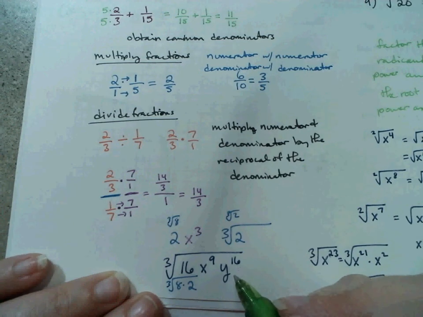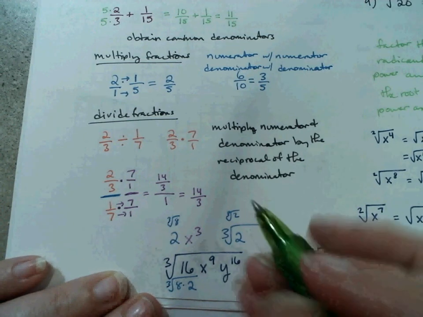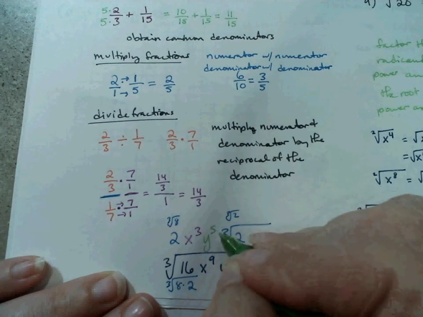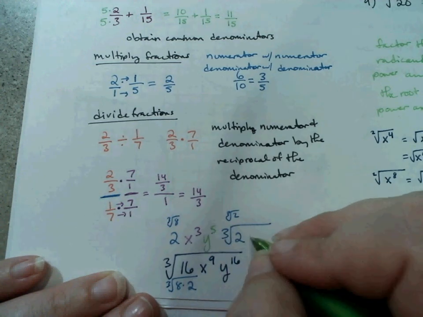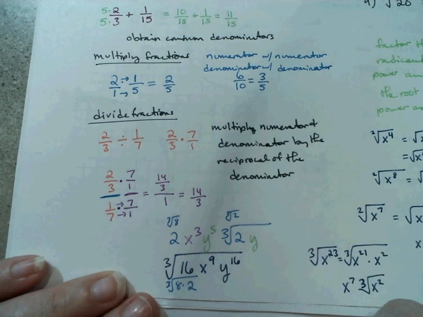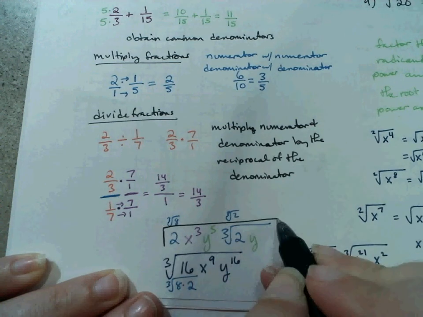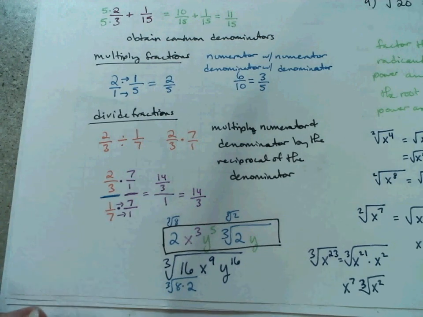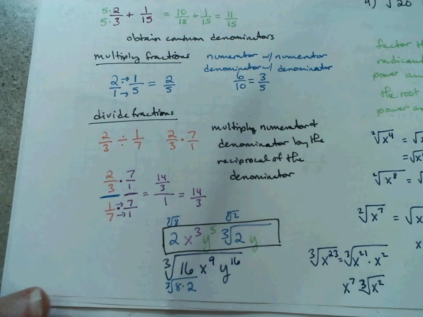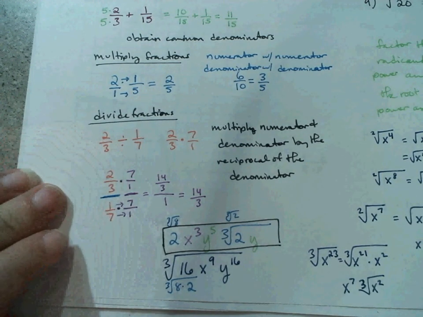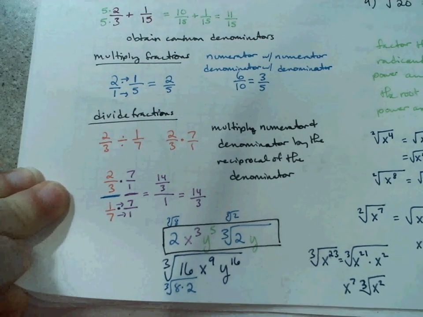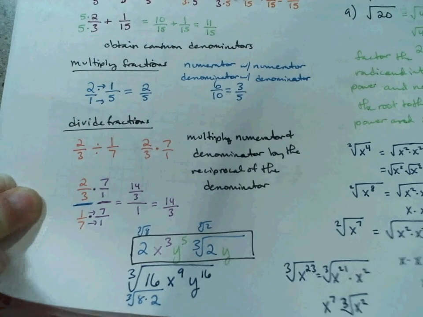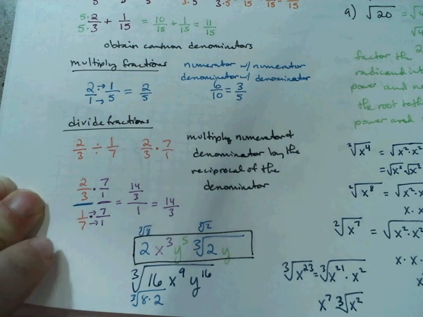And then, how many times does 3 go into 16? Because that would be how many clusters of y cubed we have. So that would mean we have 5 of those, right? 3 times 5 is 15, and then we would have 1 left over. And so there is your answer: 2x cubed y to the 5th times the cubed root of 2y. Okay, I'm going to end the video there on number 9.